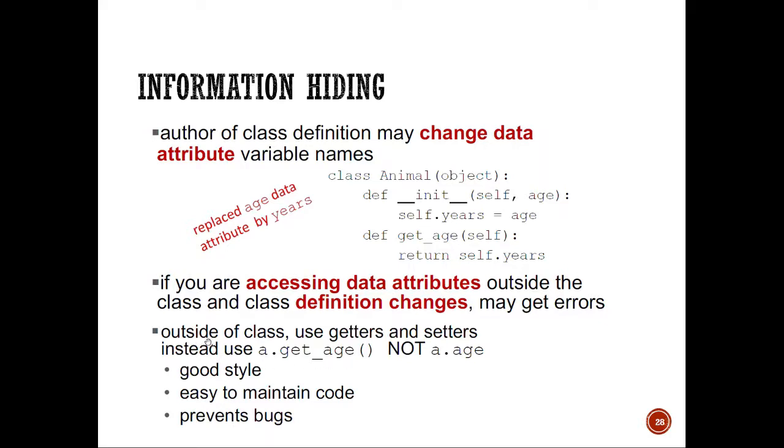However, if outside the class we use the getter and setter methods instead of the actual attribute name, first of all, this is a good style. It's easy to maintain the code and it prevents bugs. And even if we change in the class definition the name of the attribute, we don't need to change anything else in the code outside. That's why it's better to use the getter and setter methods.